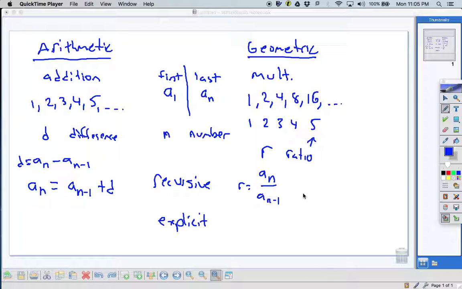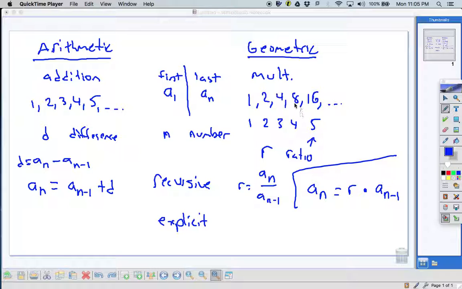Over here on this side, it's going to be similar. Our next number is going to be the previous number times the ratio. We write it like this, that it's going to be our ratio r times a sub n minus 1. Okay? So it's going to be the ratio times the previous number is our next number. In this case, our ratio is 2.